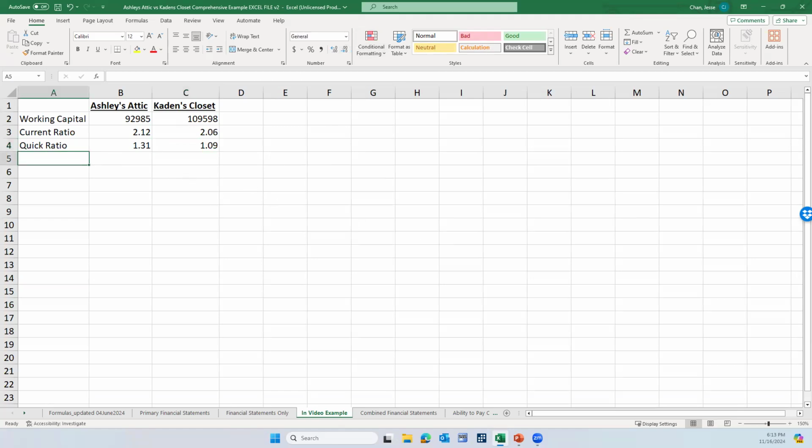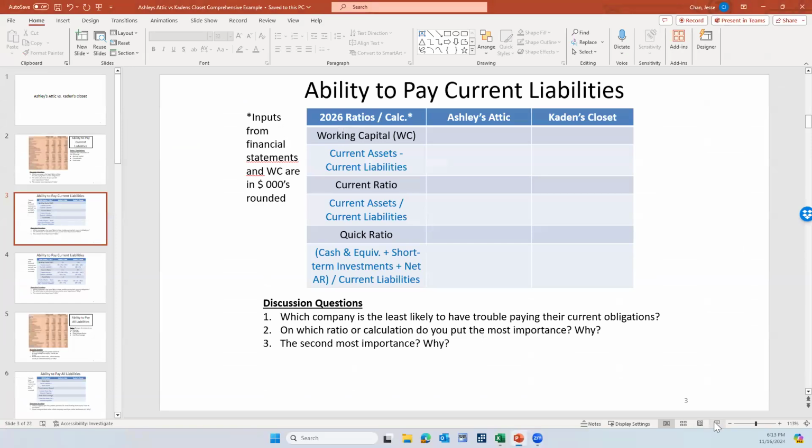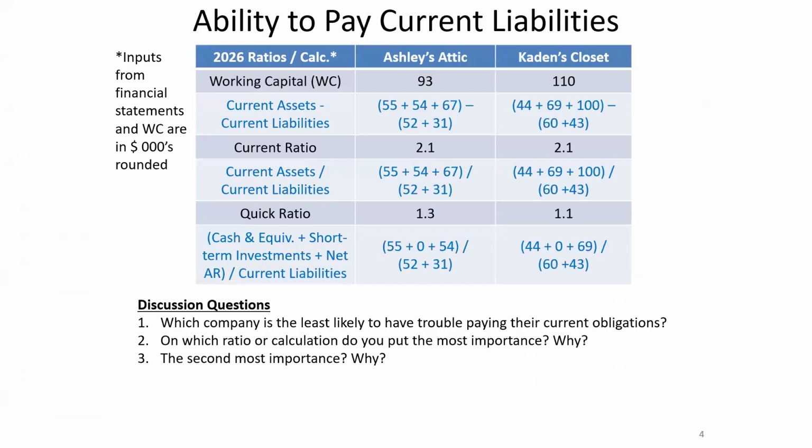So with this information, we can return to our discussion and think about what is going on. Here are the ratios simplified for 2026, and we are going to think about which company is the least likely to have trouble paying their current obligations. Which ratio or calculation do you put the most importance on? Why? To you, what is the second most important calculation? Why? So pause the video, take a minute and think about this, and I will see you in the next video.